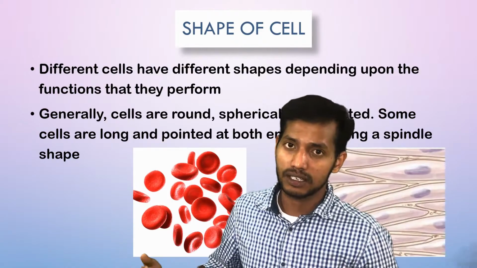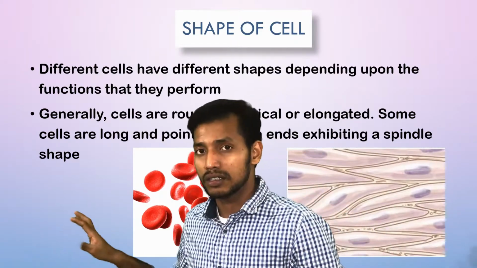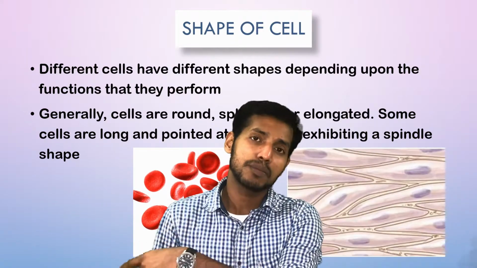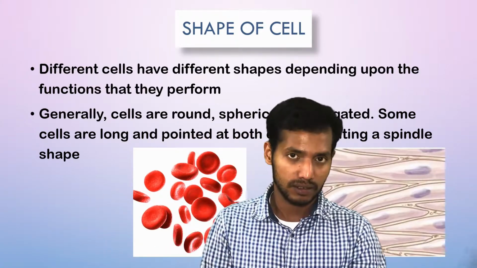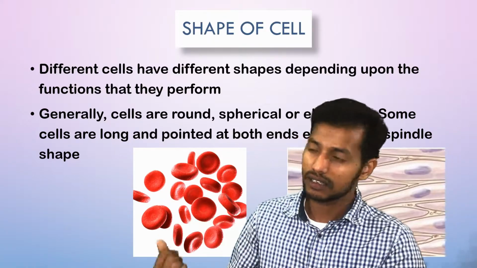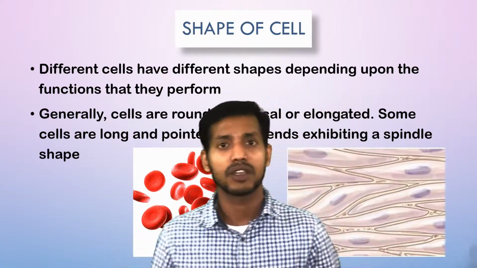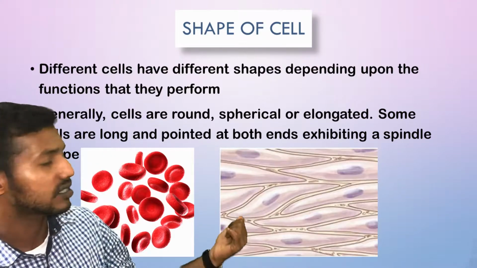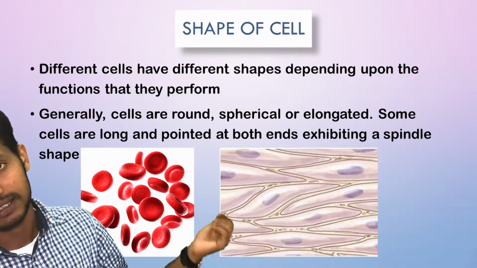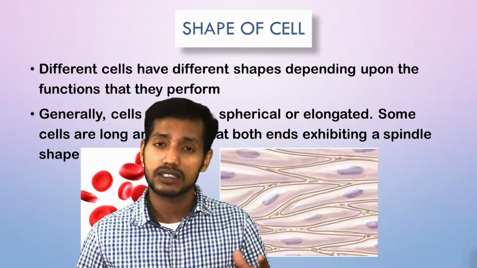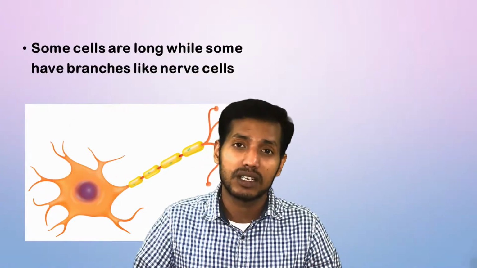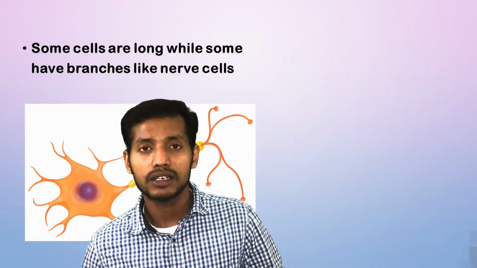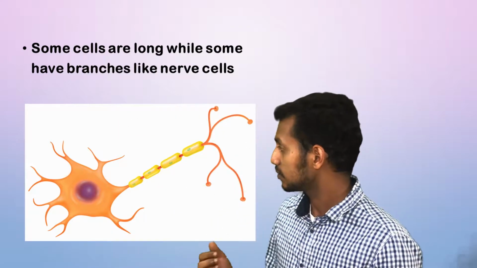So here we can see the RBC. RBC is an example of a round cell. This red colored cell given in the picture is the RBC. And here you can see this one is a spindle shaped muscle cell. Okay, some cells are long while some are branched, for example, nerve cells.